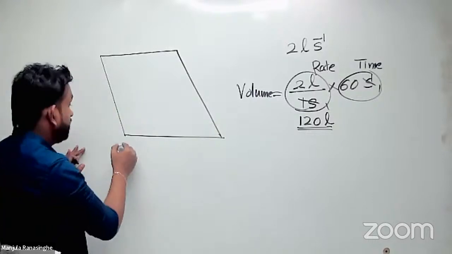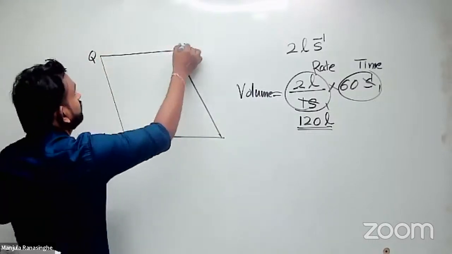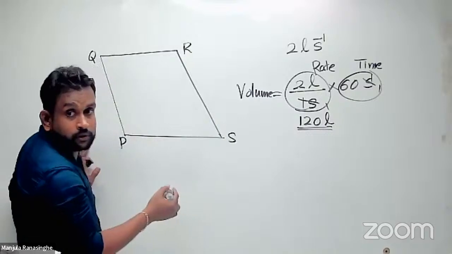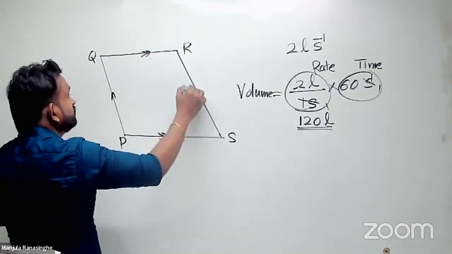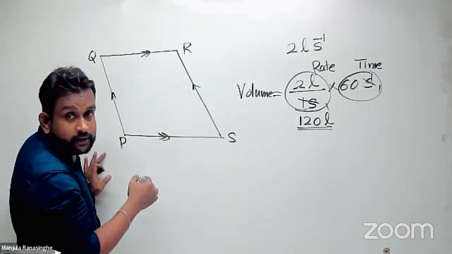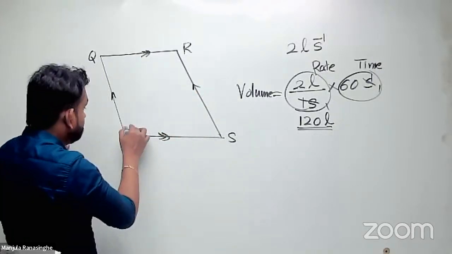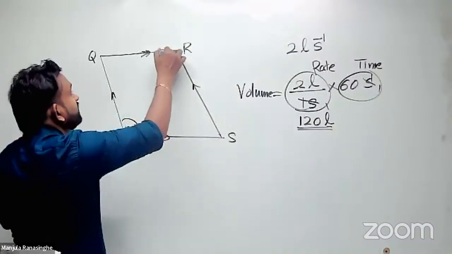So that is PQRS. These two opposite sides are parallel, and these two sides are also parallel. And here that is 130 degrees. So they are asking first for this angle.